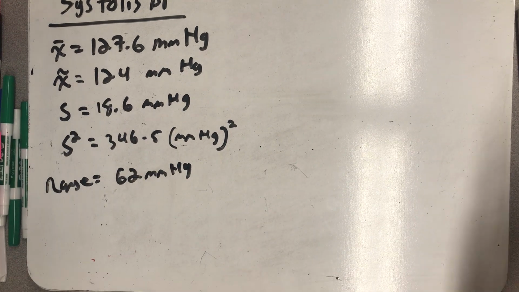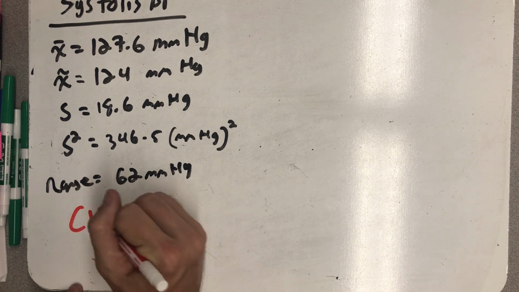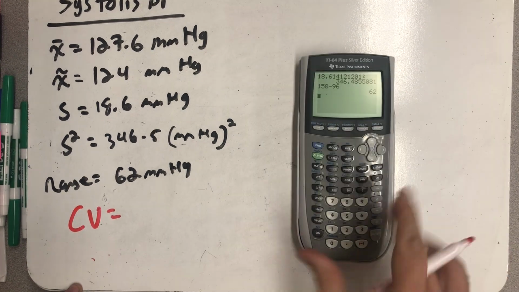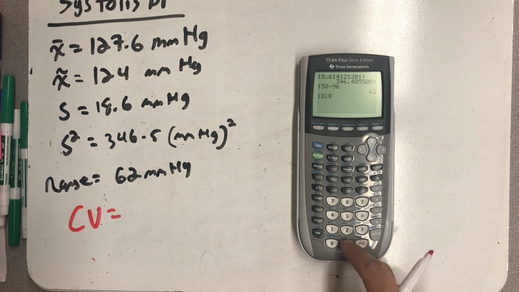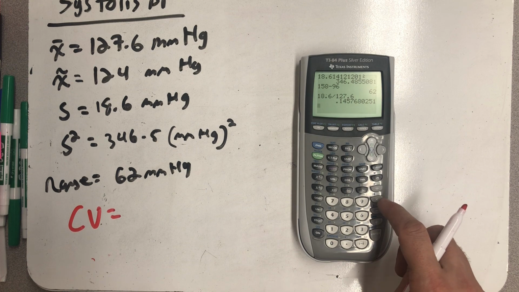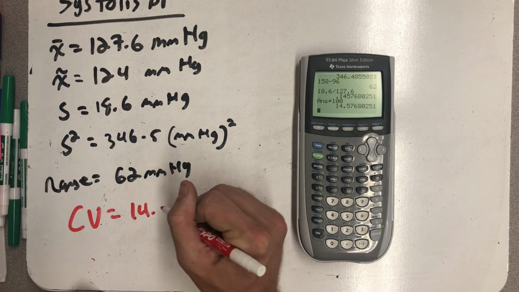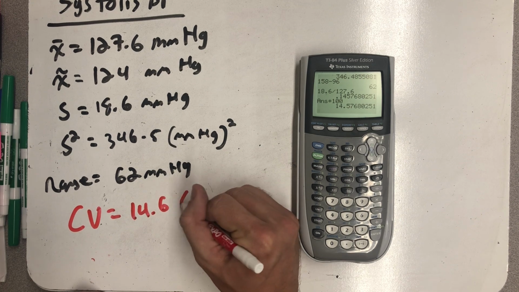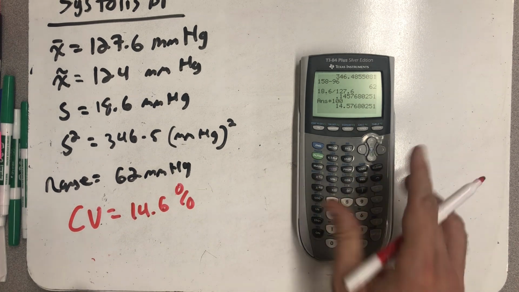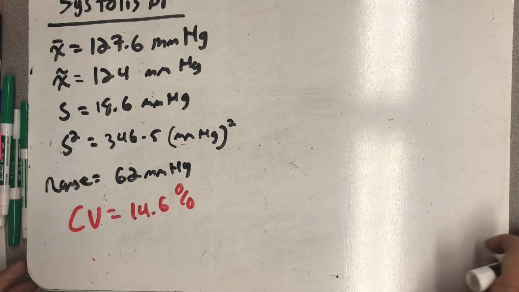This problem really is asking me, though, to calculate the coefficient of variation. So I take my sample standard deviation, I divide it by the sample mean, and then I want to write that as a percentage. Get 14.6%. Well, now let's look at those diastolic blood pressures.